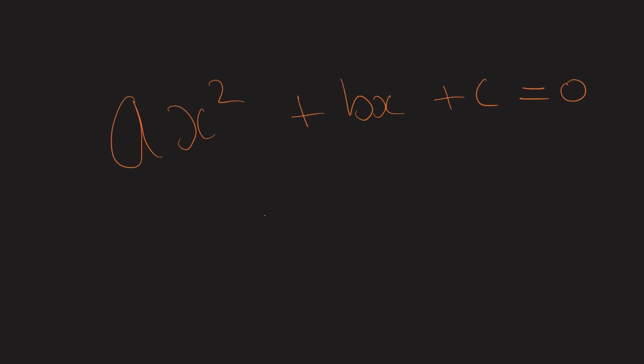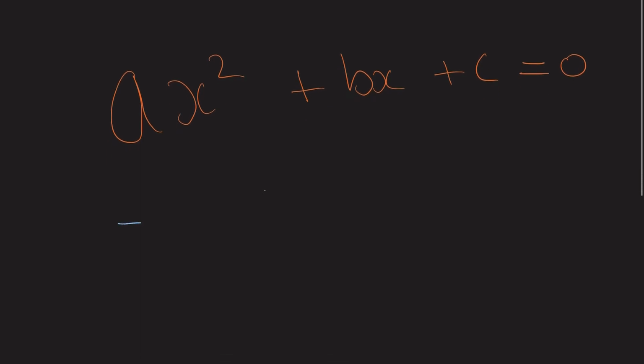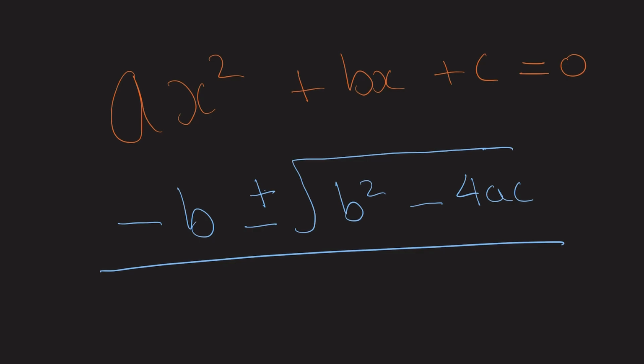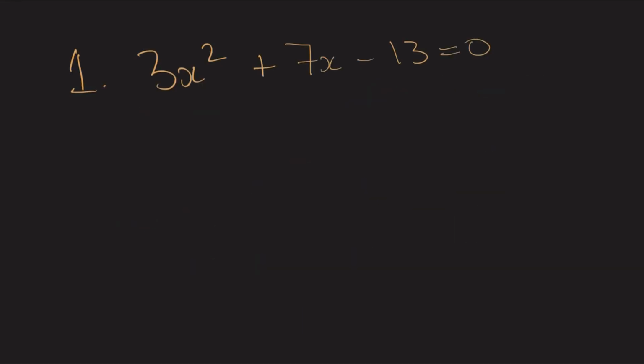The quadratic formula is x equals minus b plus or minus the square root of b squared minus 4ac, divided by 2a, where a is whatever number is in front of the x squared, b is whatever number is in front of the x here, and c is the number at the end. And now let's start off with question number 1.